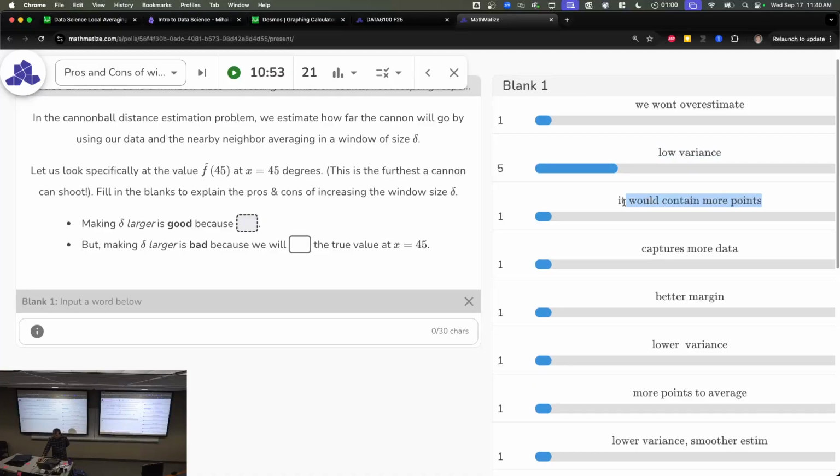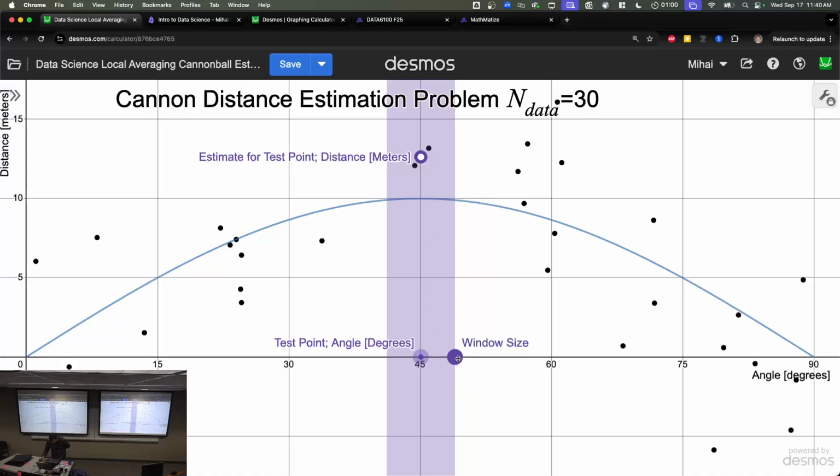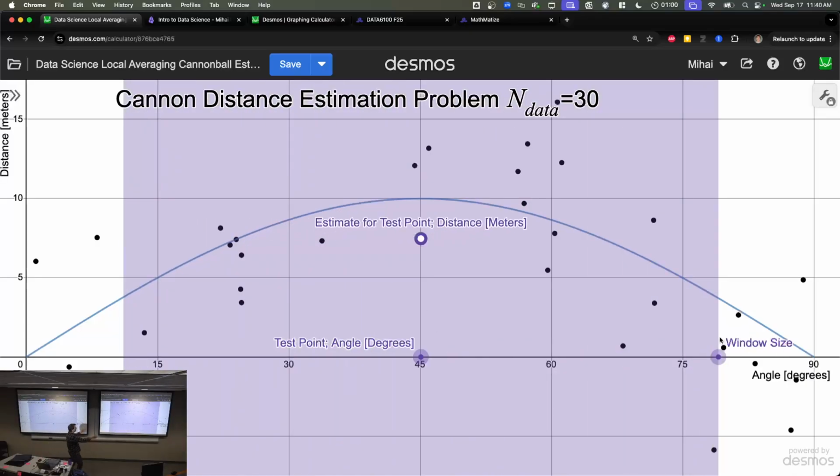Okay, this one I love. It would contain more points. This is essentially the simplest possible thing. When you make delta bigger, you include more points. So let's go to this thing. Look, the bigger I make it, the more points I include. And we just, at the beginning of class last time, we said more points is better.